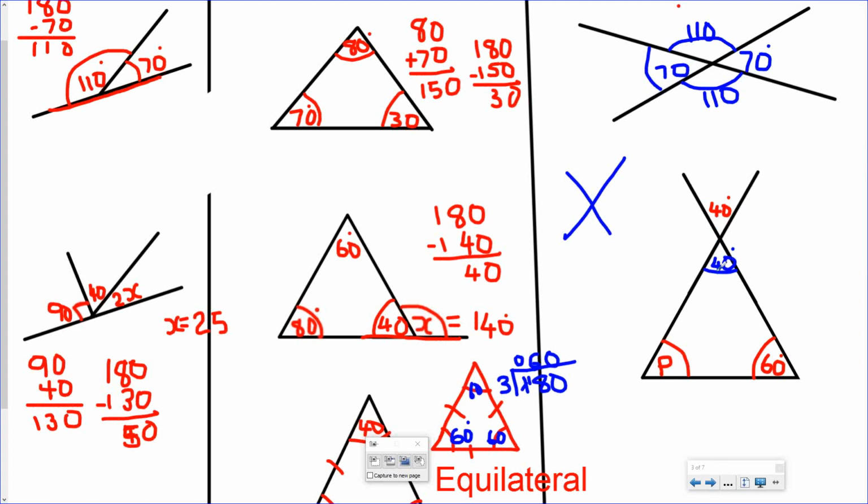And then what's this? So if that's 40 and that's 60, what's the total then? 100. 180, take away 180, which gives us what? 80 degrees. Excellent. So P is 80 degrees.